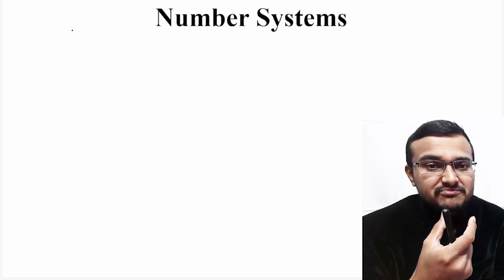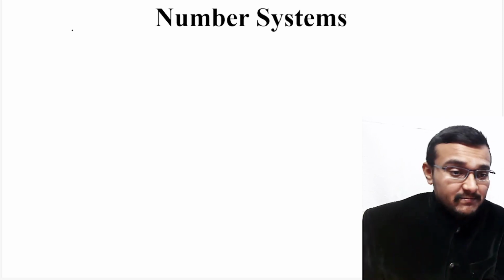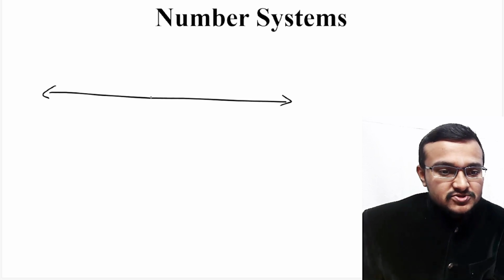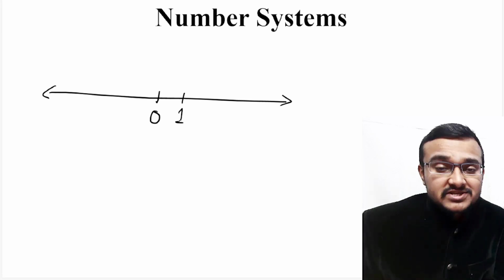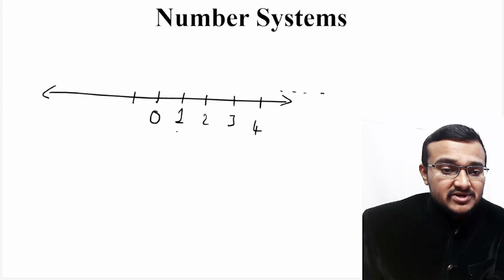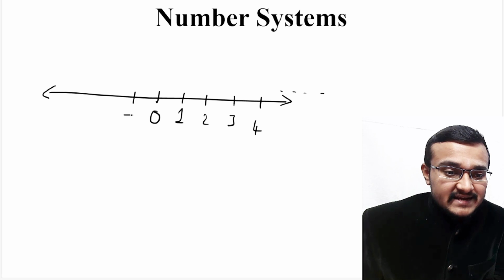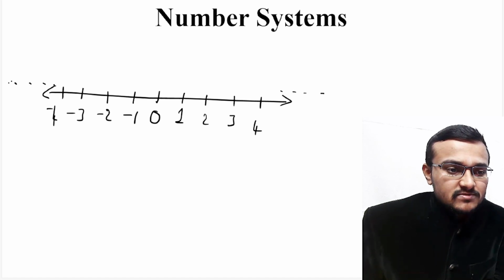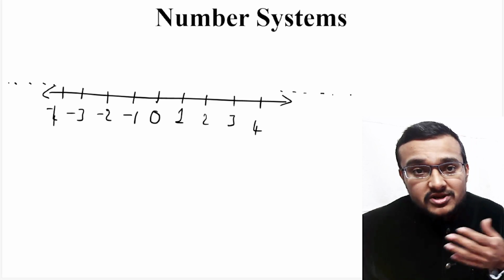To understand number systems, we can draw a number line. For example, if you have a number line like this, at the center of this number line you will have the number 0. Starting from 0, you will have 1, 2, 3, 4, and it goes on like this. The negative values of the same numbers can be written on the left hand side of the 0. That is -1, -2, -3 and -4, and it goes on like this. So you have infinite numbers on the number line.